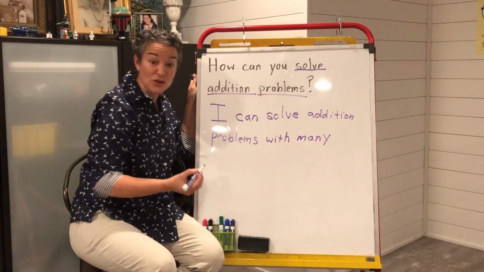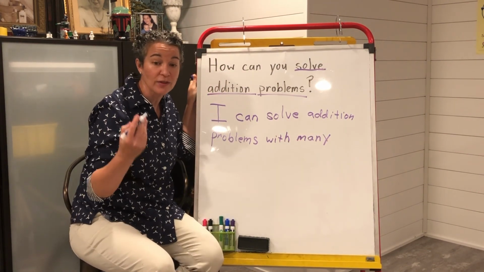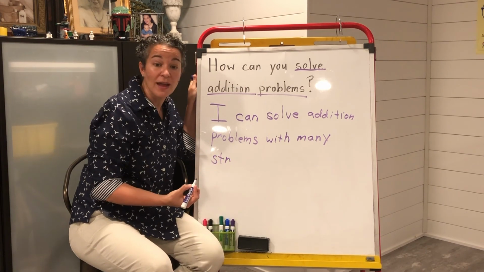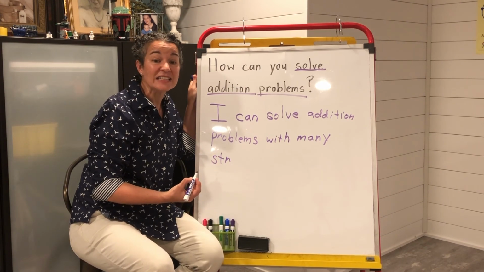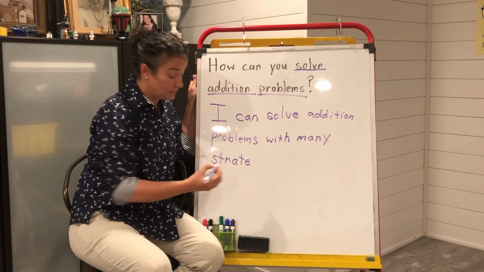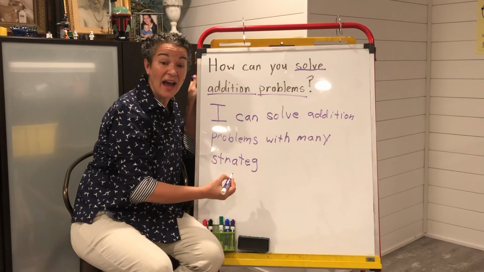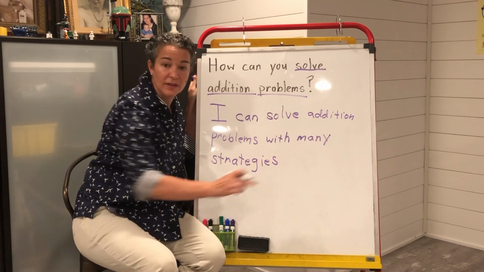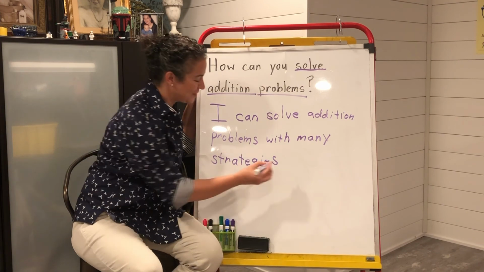Many. M-A-N-Y. Strategies. And strategies is a big long word, my friends, and I'm going to tell you how to spell it. It's S-T-R. So we've got S-T-R. A-T-E. A-T-E-G. And then I-E-S. And what goes at the end of my statement? Correct. We need a period.